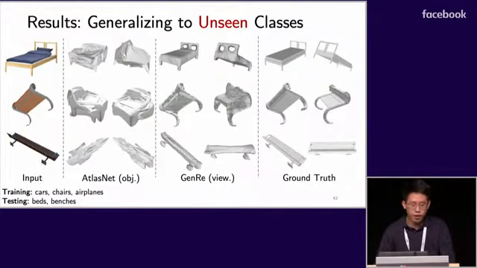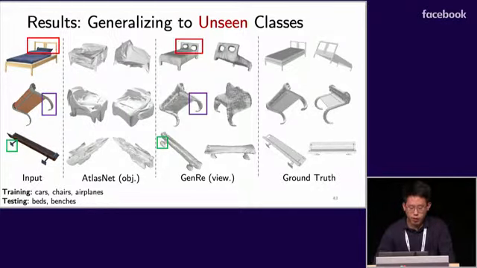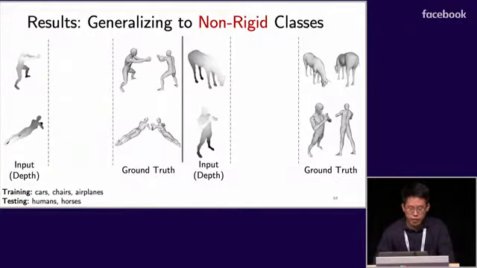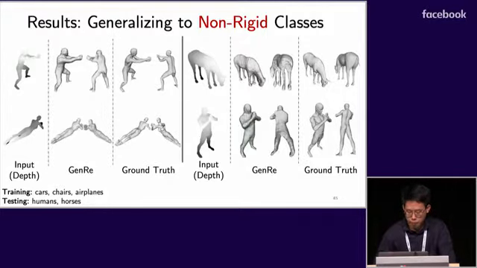Here are more comparisons. Note how GenRe preserves the detailed structures visible in the input views. We further test GenRe on non-rigid shapes. As a reminder, it had seen only cars, chairs, and airplanes during training, which are all rigid shapes. For this experiment, we use depth as input. GenRe completes non-visible parts of the human and the horse, utilizing generic shape priors learned from rigid shapes.